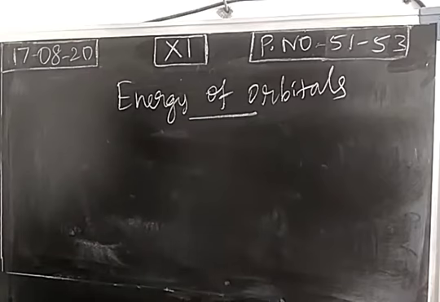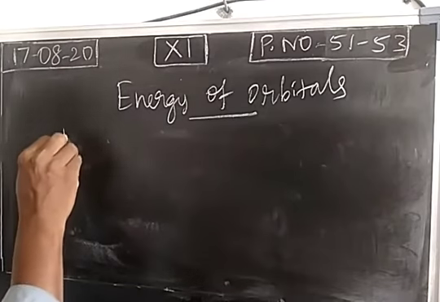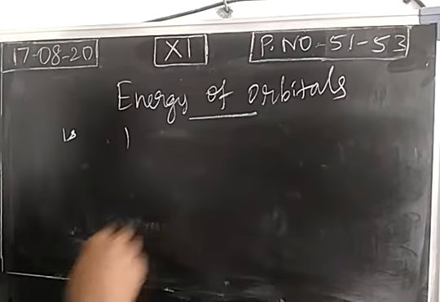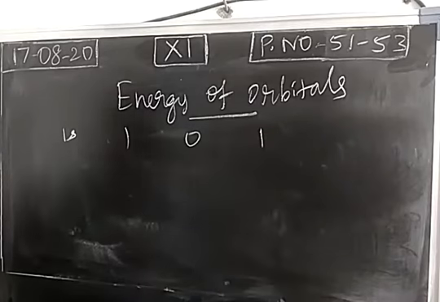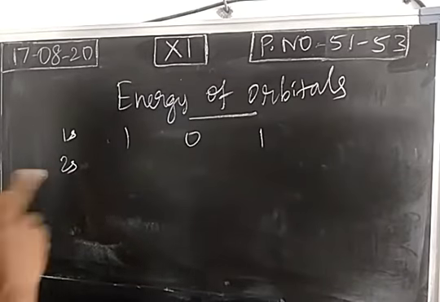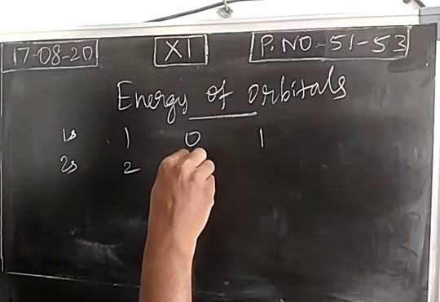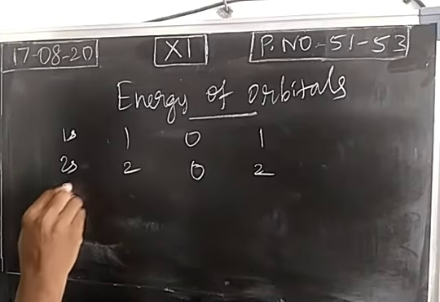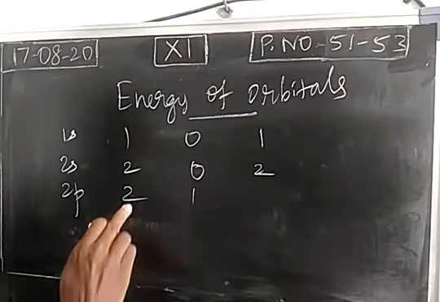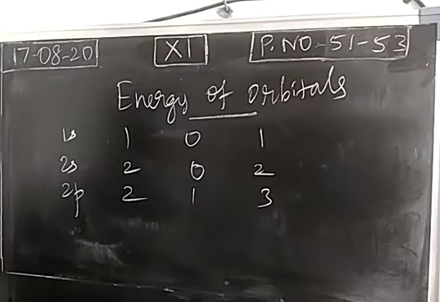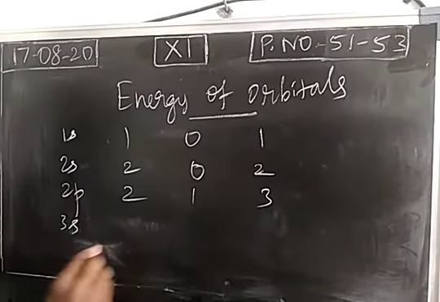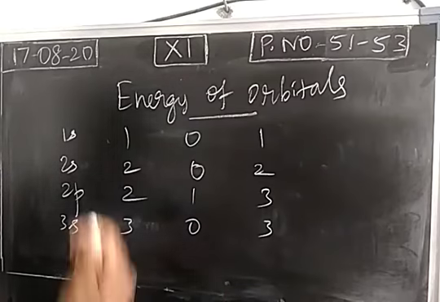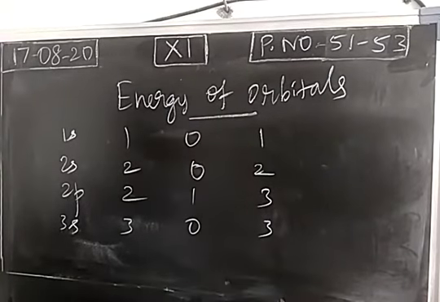Then we can find the order of energy of orbitals using the n plus l value. For 1s, n value 1, l value 0. So n plus l value 1. For the 2s orbital, this is the orbital in the second shell. So principal quantum number 2, azimuthal quantum number 0, n plus l value 2. 2p orbital, principal quantum number 2, azimuthal quantum number 1, n plus l value 3. 3s, 3, 0, 3. Like that. Using the n plus l value, we can find the order of energy of orbitals.